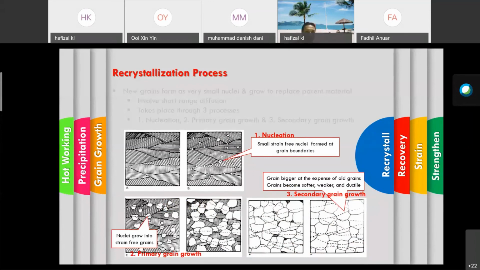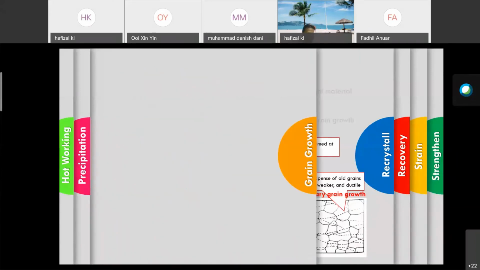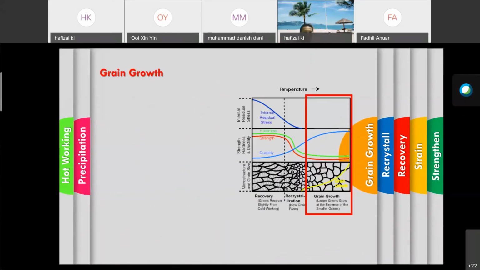The grain becomes softer, weaker, and ductile. In this case you can see new grain boundaries produced. As we can see here from the graph, there is a slight reduction of strength and hardness, and also an increase of ductility. Grain growth happens in this area.